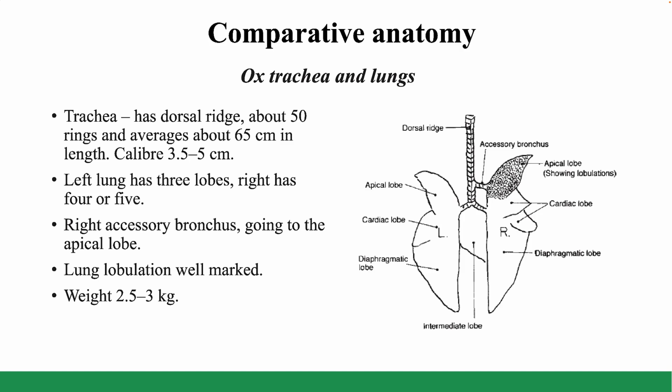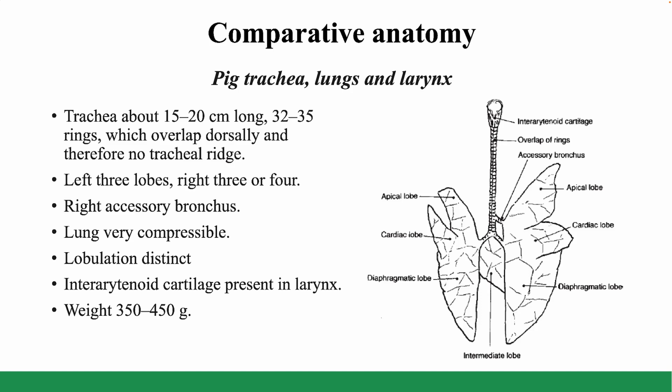And then we have this accessory bronchus, which connects to the apical lobe that we didn't have in a horse. So here, lobulation is clearly indicated. That's why we say lobulation is well marked. Weight varies from 2.5 to 3 kilograms.